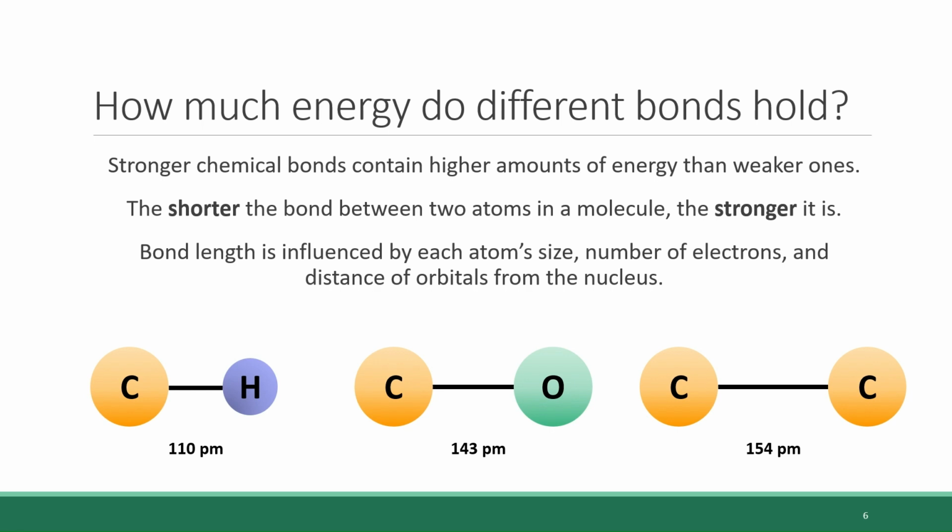And the reason why it is the shortest is because hydrogen is a very small element, the smallest of all of the elements, in fact. It only has one electron, and its orbital is very close to its nucleus. So things aren't as crowded in the bond, and the two atoms can get closer together compared to carbon-carbon bonds. Why does this matter, and what does it have to do with fossil fuels?